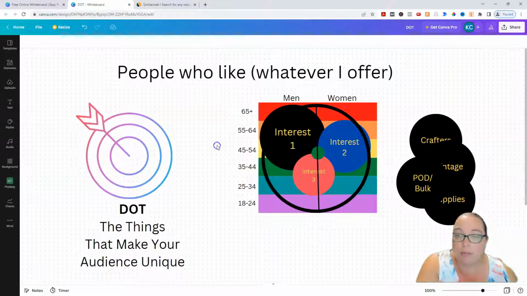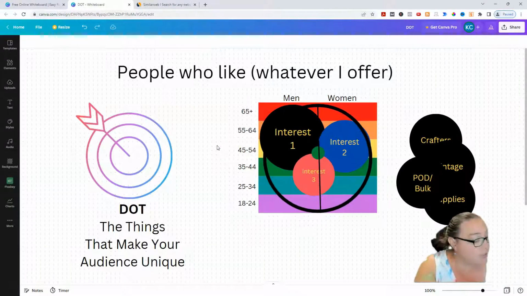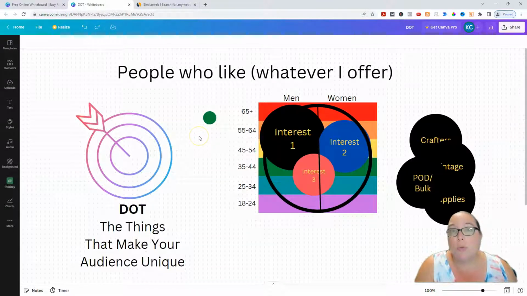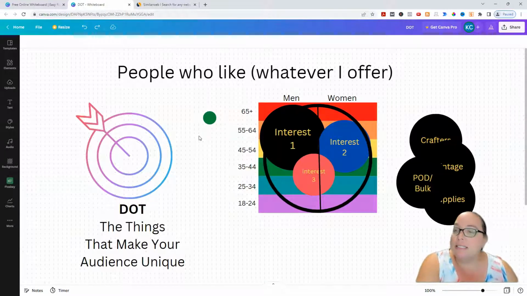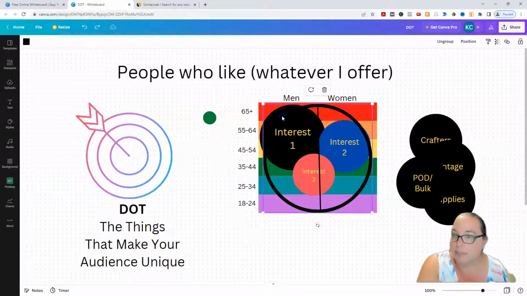And the problem with that is you don't always know where that is. And we have ways of finding that out. We're going to talk about that in a different video, but for now I want you to understand the importance of the dot and tying the two together. Okay, so in this case, I'm just showing you 3 general interests. So let me go ahead and give you some examples now.